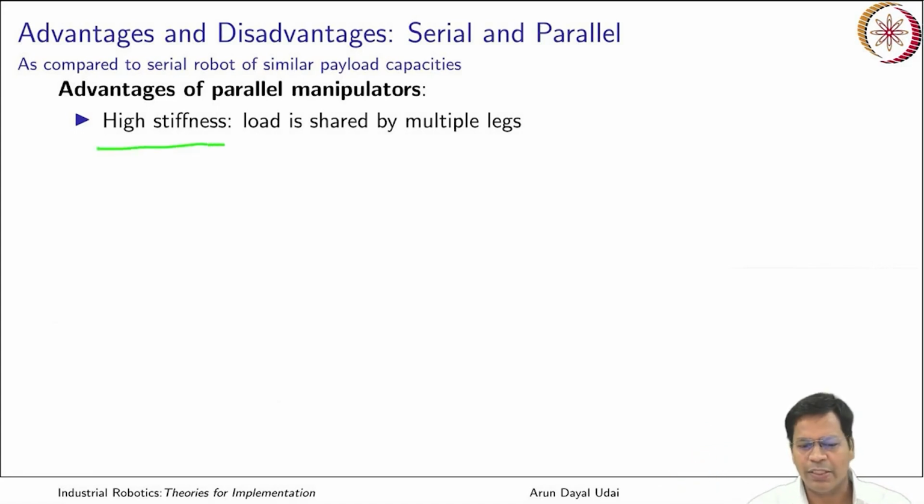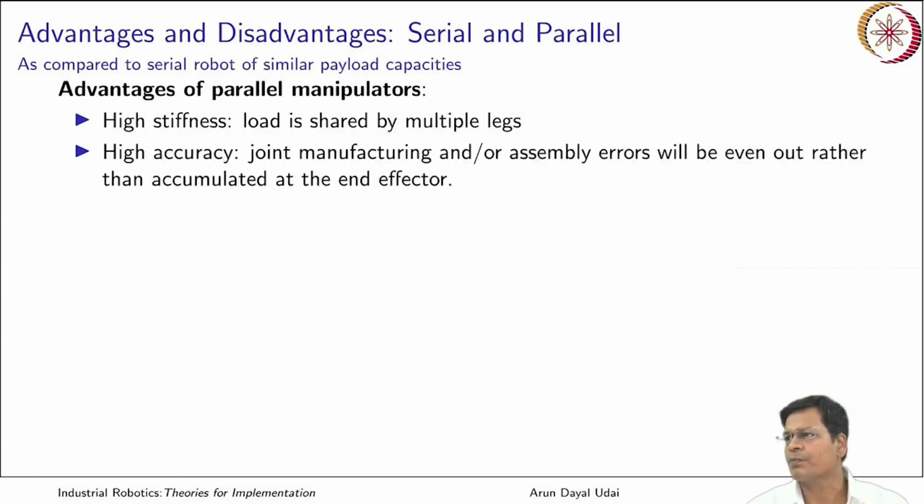Okay, so it has very high stiffness. Load is shared by multiple legs. It has very high accuracy also as compared to serial robots.